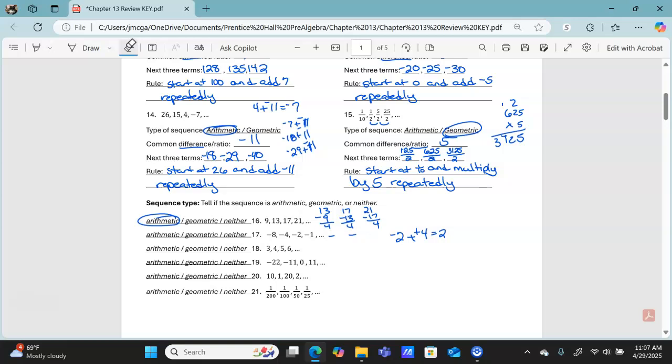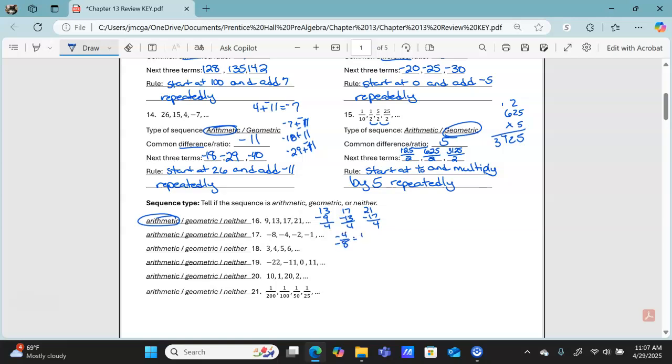So to check for geometric, take the term and divide it by the term before. I get 1/2. -2 over -4 is 1/2. -1 over -2 is 1/2. So this is a geometric sequence with a common ratio of 1/2.